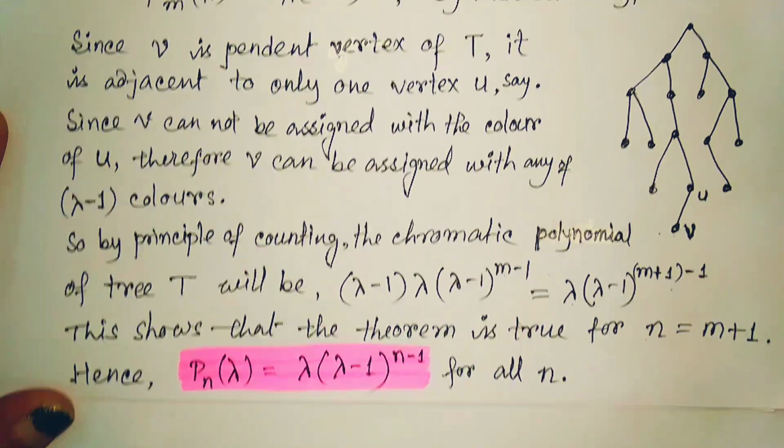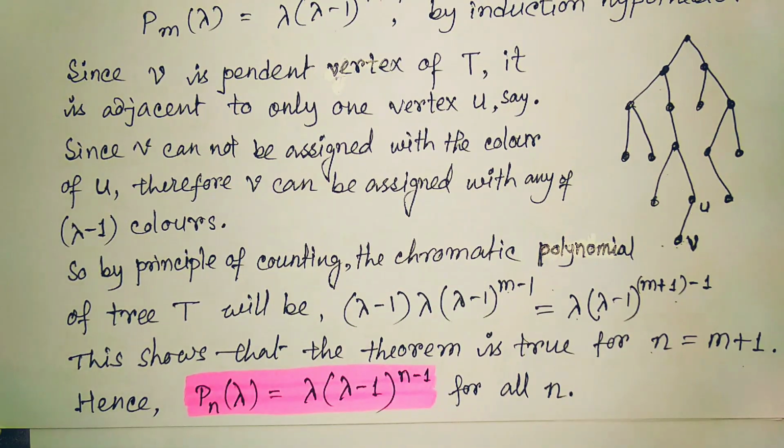So by mathematical induction, we can say that it is true for any n. So we can say that the chromatic polynomial for a tree is lambda into lambda minus 1 to the power n minus 1 for all n, where n is the total number of vertices. So these are a few theorems for the chromatic polynomial.